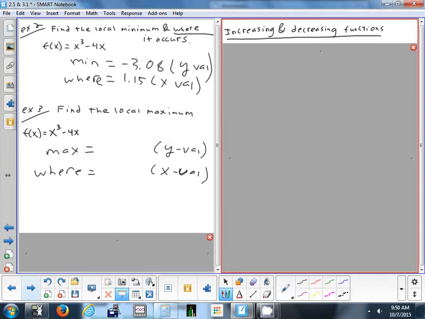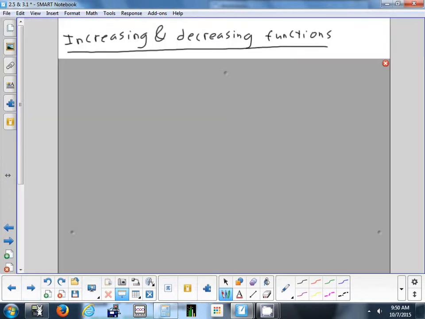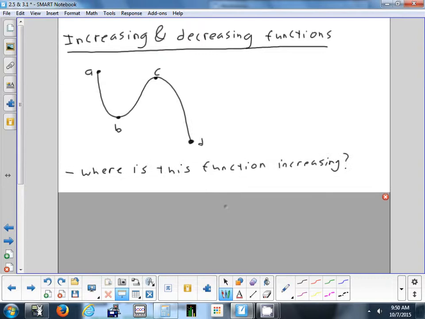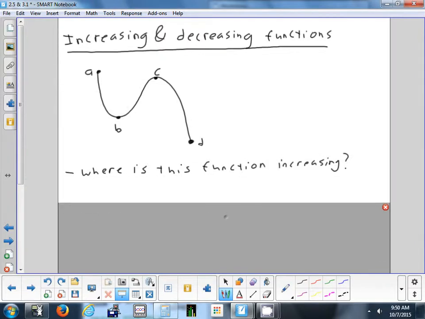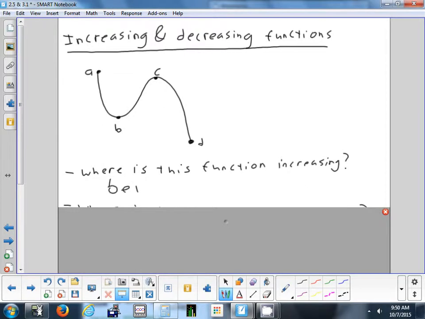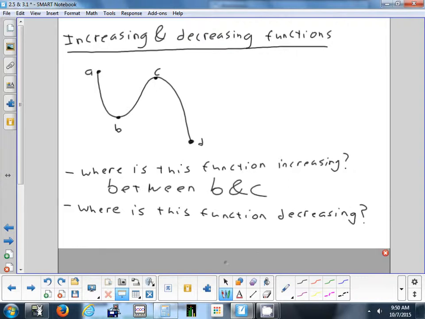And this will be our last thing. Once we find a min or a max, that basically can tell us where the function goes from increasing to decreasing. So where is this one increasing? Between which two letters? B and C. Where is it decreasing? Between A and B and C and D.